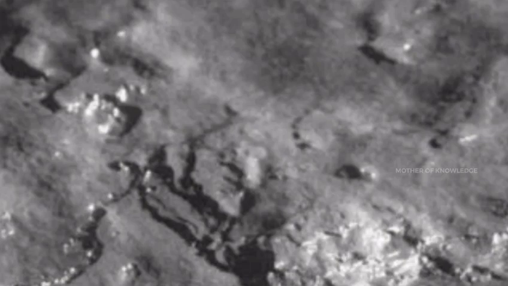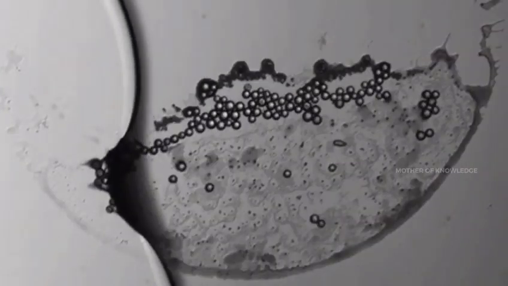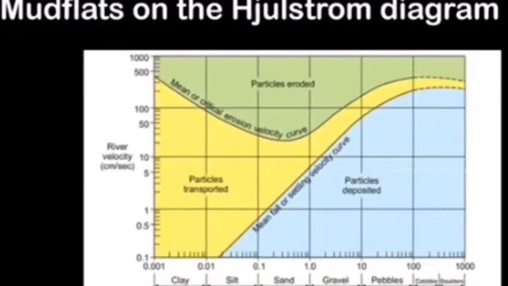Mudflats are made of mud. They are cohesive in nature, that is, really sticky. Because of ionic charges between the particles, they stick together and make erosion more difficult as compared to sand.